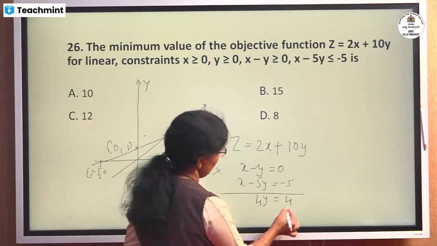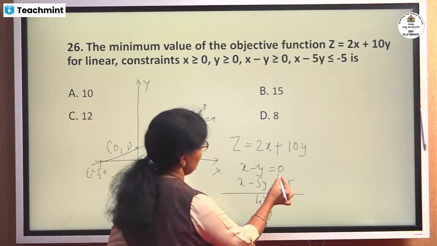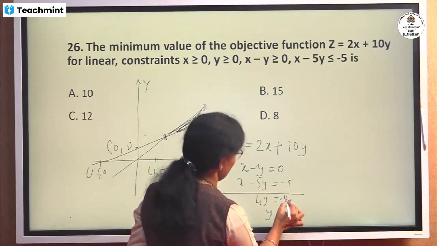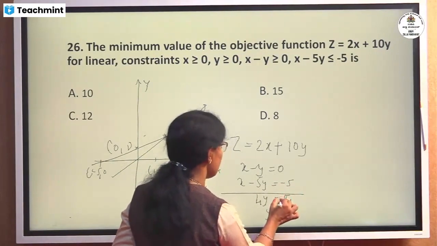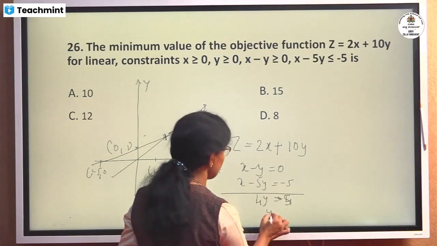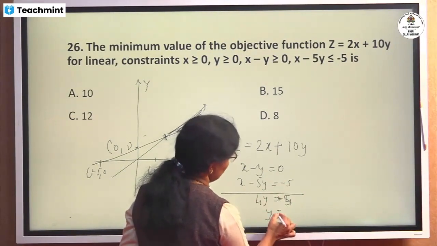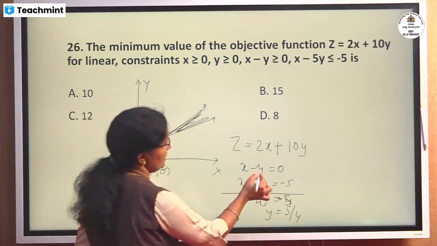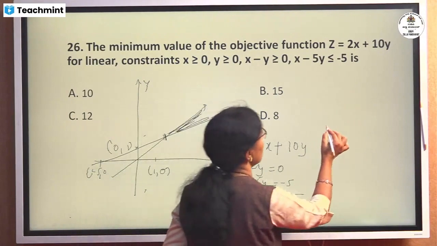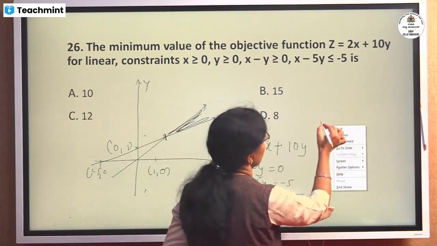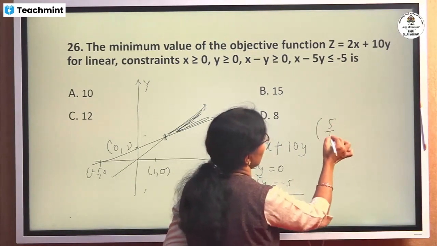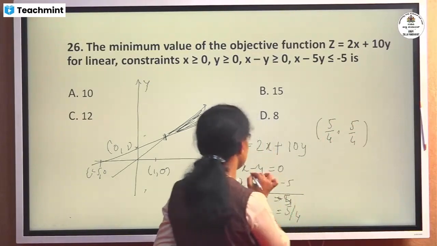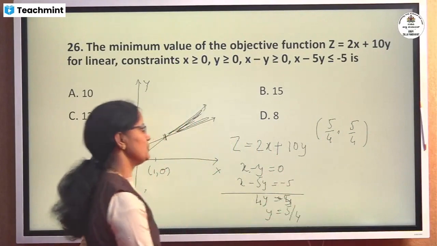Minus 4y is equal to minus 5. Minus 5 becomes plus 5 if you subtract. Therefore, y is equal to 5 divided by 4. With this equation, you know that x and y are equal. Therefore, what are the points here? The points are 5 divided by 4 and 5 divided by 4. See this equation, x and y are equal. Therefore, this is the point.